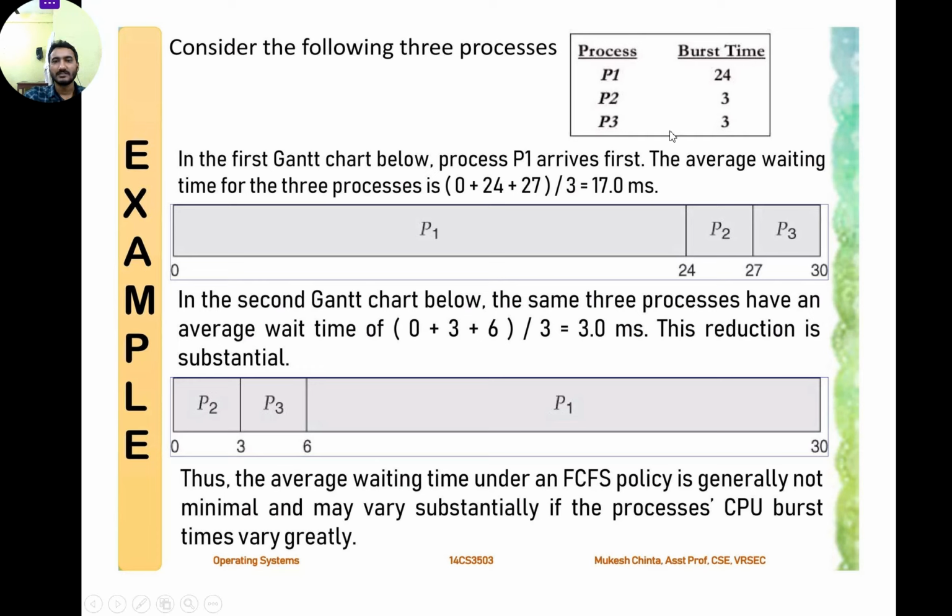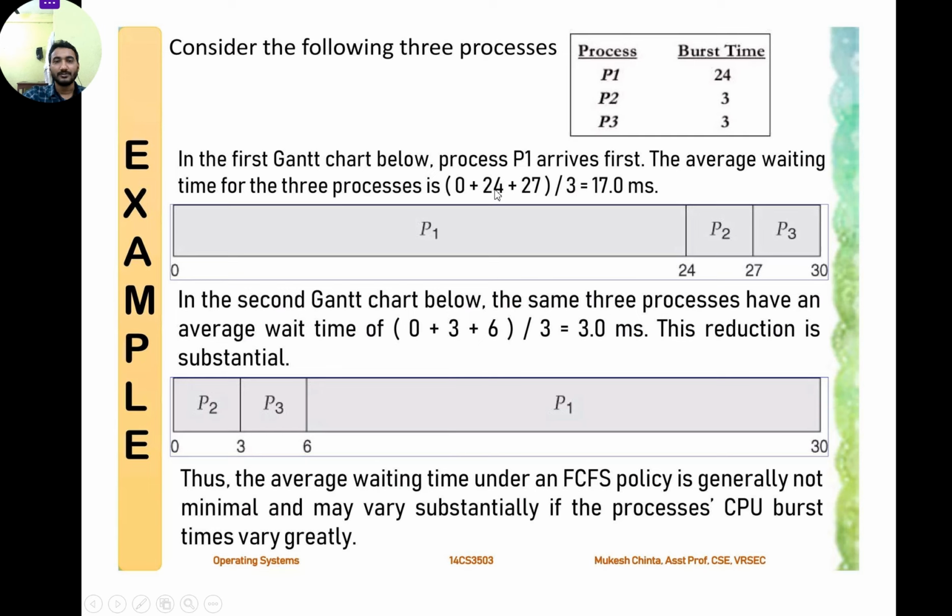So here we can see, consider these three processes P1, P2, P3 with burst times 24, 3 and 3. This is a simple example. First P1 will be executed from 0 seconds to 24 seconds, and at 24 seconds P2 will get a chance to execute for 3 more seconds till 27 seconds, and after that P3 executes for 3 more seconds because its burst time is 3 seconds. So P3 will execute from 27 to 30 seconds.